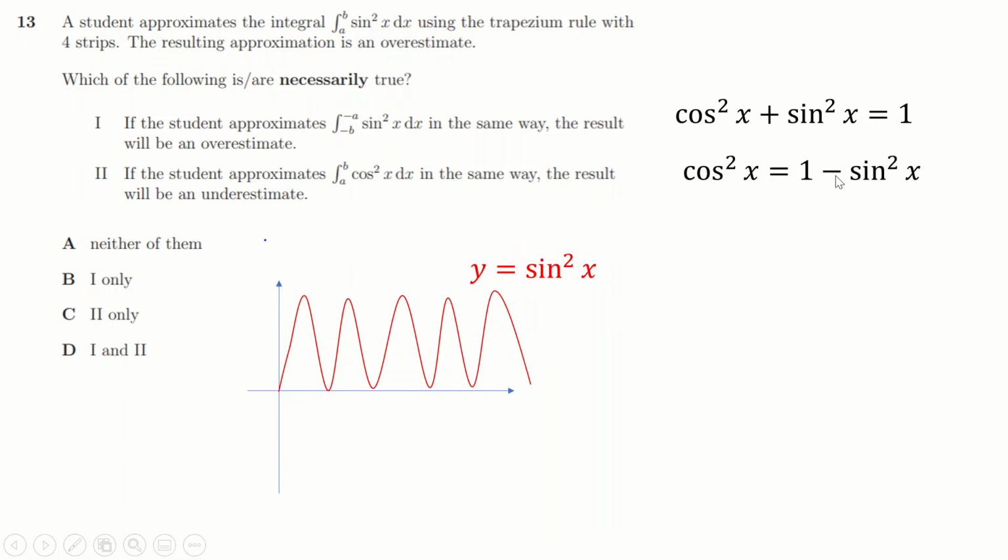And what transformation is that? Well, I'm doing minus sine squared first. So I'm going to flip sine squared in the x-axis. I'm going to flip it down the x-axis, and then I'm going to move it up by 1. Essentially, this is minus sine squared plus 1, of course.